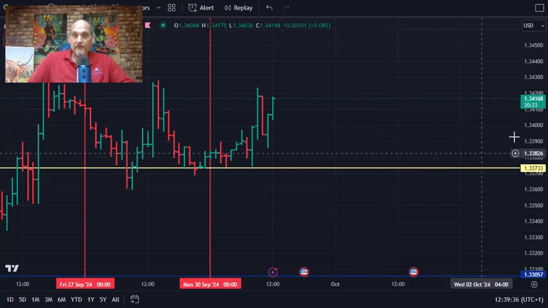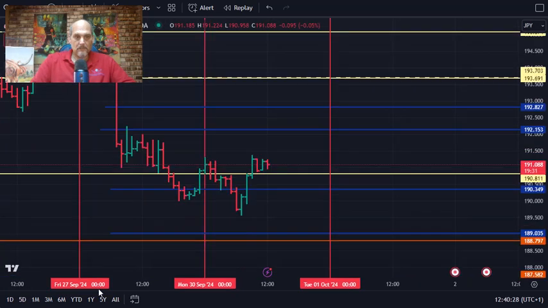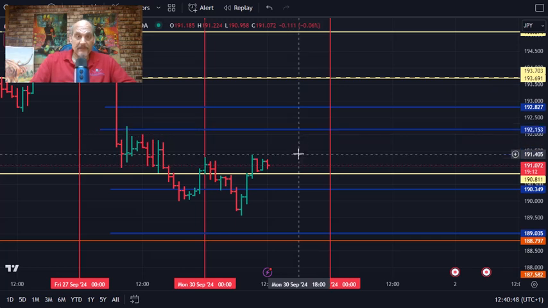Let's go over to the star of the show, sterling yen. All right, sterling yen's trading at 191.09 right now. It needs to stay above 190.70 in order to show continued strength to potentially get to the 192.15. That's a weekly level, 192.15.